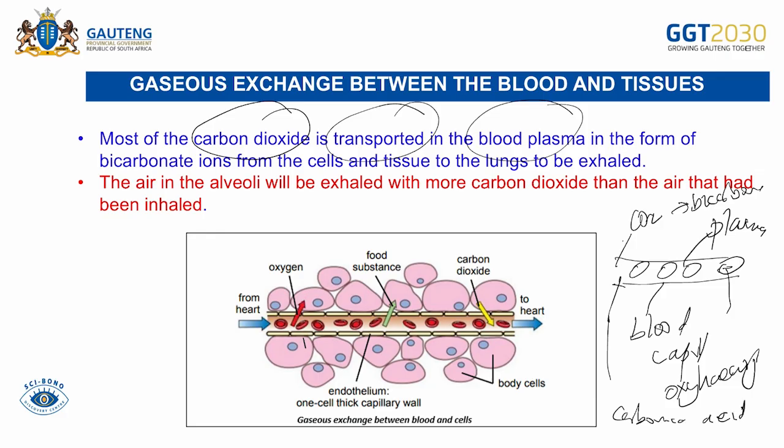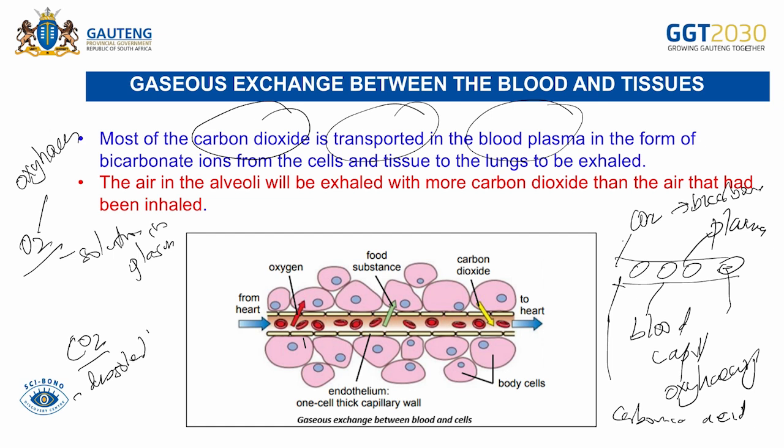Okay. So what are the two forms in which oxygen is carried in the blood? It's carried in the form of oxyhemoglobin, and it's carried in solution in plasma. And what is the form in which carbon dioxide is carried in the blood? It's carried dissolved in plasma and also in the form of sodium bicarbonate. Those are the two forms in which CO2 is carried. It can also be carried in the form of carbonic acid.